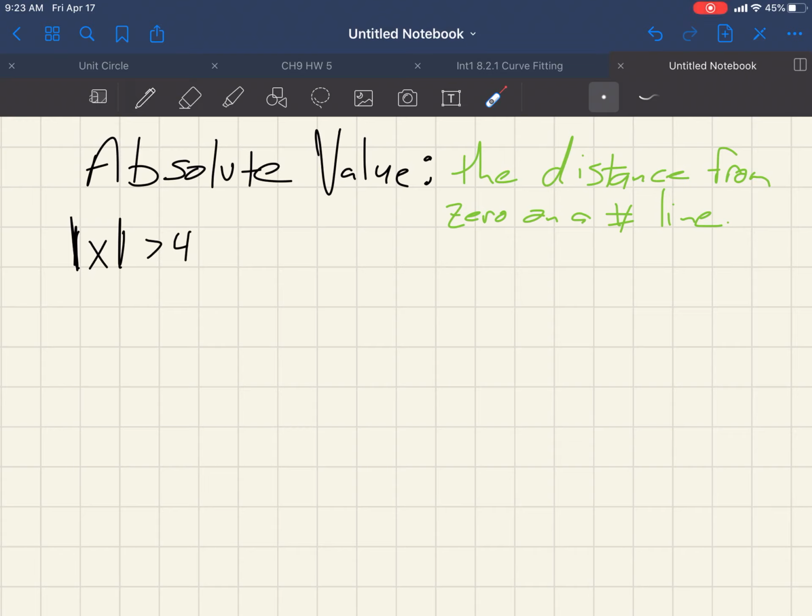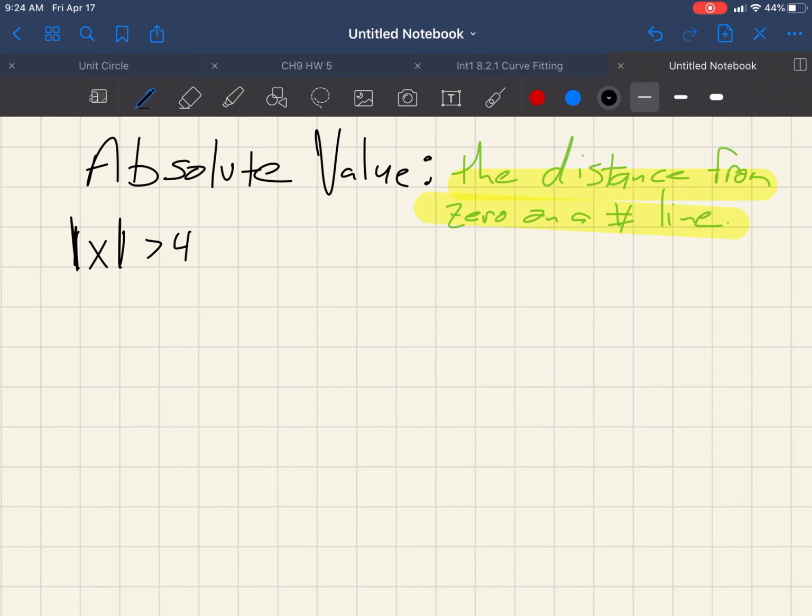Good morning, kiddos. We're going to go over the absolute value and especially how it pertains to inequalities. So, absolute values and inequalities. Important to note that the definition for absolute value is the distance from zero on a number line. And so we're going to keep coming back to this whole idea of distance from zero on a number line to try to help us understand what this means graphically and algebraically.